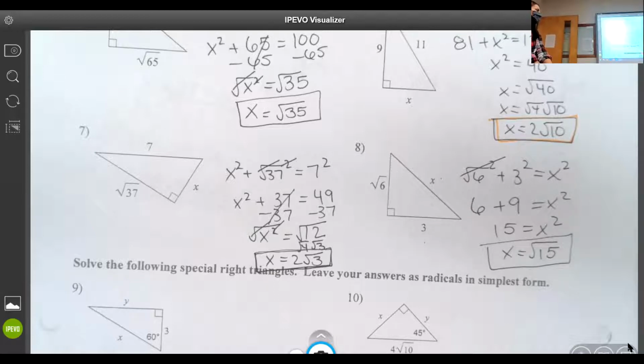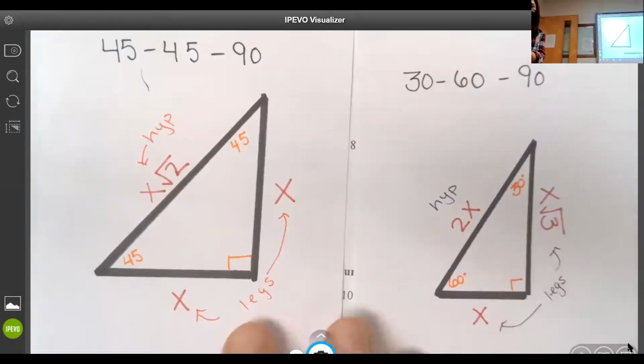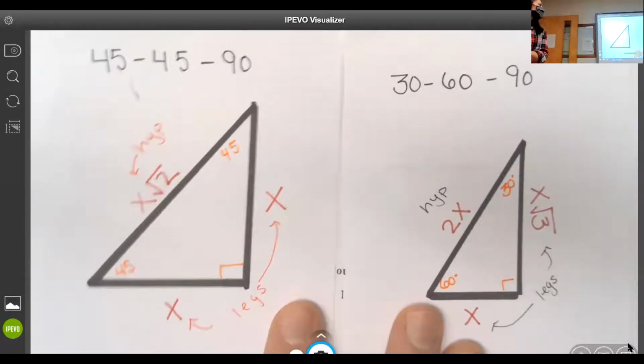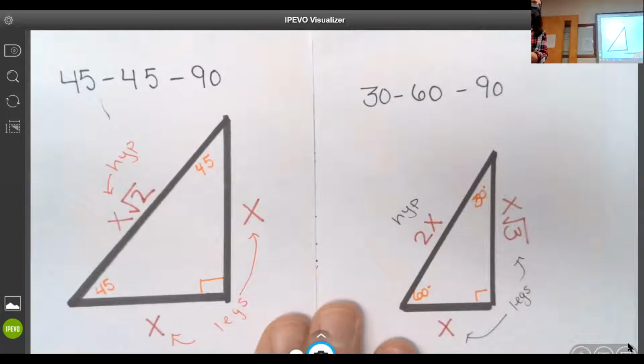Okay, so that's our Pythagorean theorem. From there, we moved into special right triangles. I did scan these into Classroom and they're on there. You may want to rewrite them on your own paper somewhere. But we have these 2 special rights: we have our 45, 45, 90 and our 30, 60, 90.